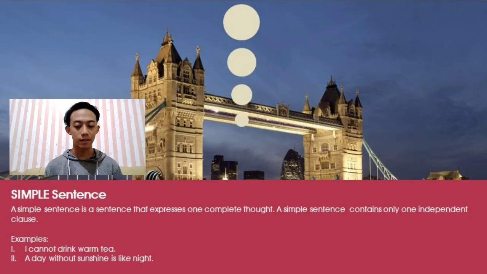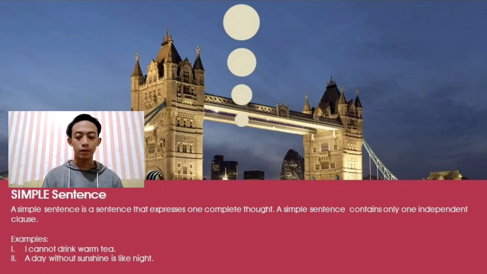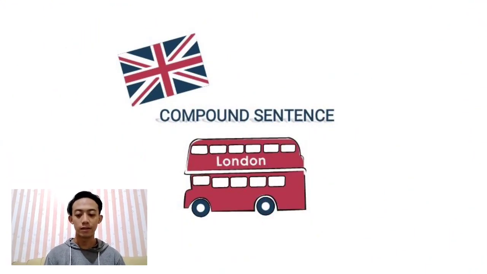Okay, for the next example: a day without sunshine is like night. This is also one independent clause. Okay, the next material is compound sentence.